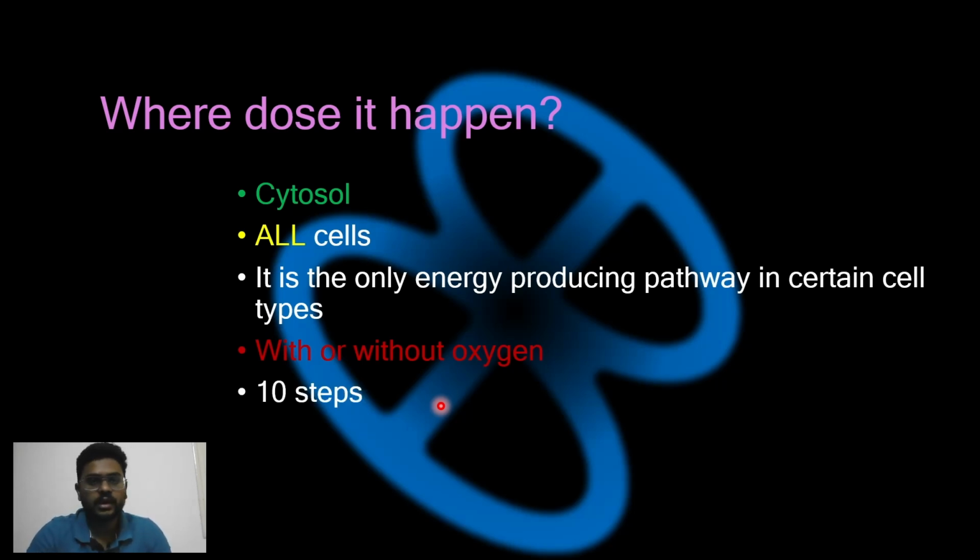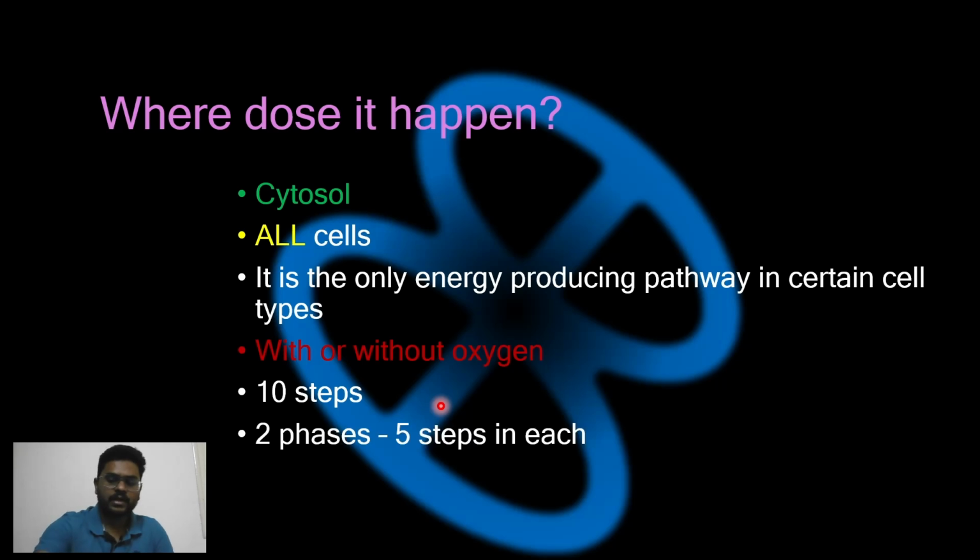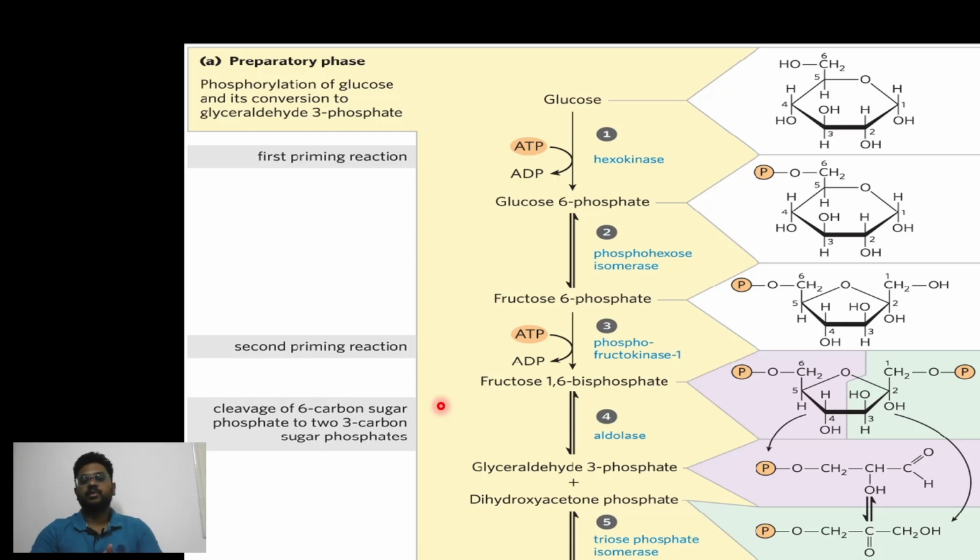And there are about 10 steps in glycolysis, and these 10 steps are generally divided into two phases. Some books give 3 phases also, but generally they are divided into 2 phases, 5 steps in each of the phases. So we have come to the glycolysis steps. So first is a preparatory phase. It consists of the first 5 steps. You can see the first 5 steps.